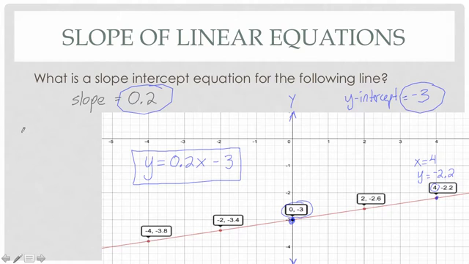So let's actually do that. If I put -2.2 in for y, does it actually equal 0.2 times x, which is 4, minus 3? Well, 0.2 times 4 is 0.8, and 0.8 minus 3 does equal -2.2. So we just showed that our equation works by putting in the x and y values of one point. And yeah, it does work. And it would work out for any one of these points.